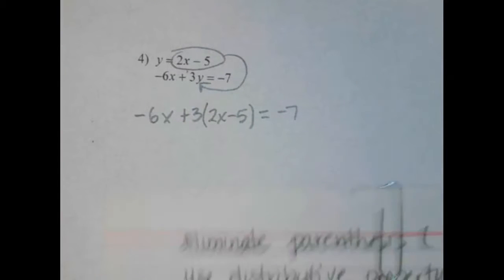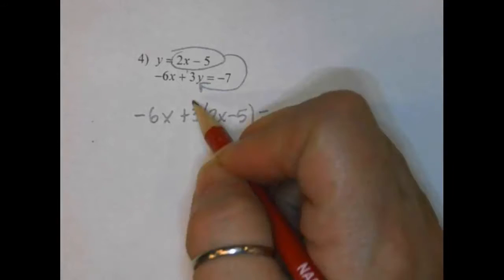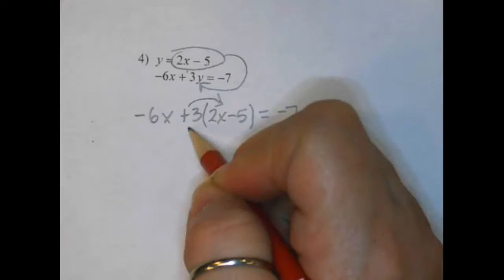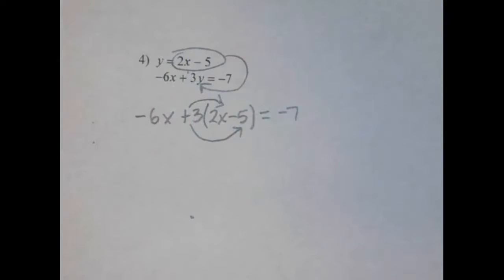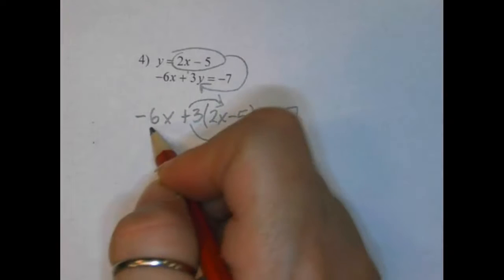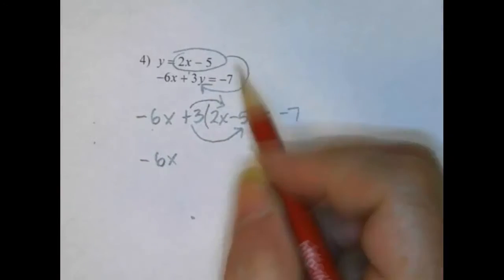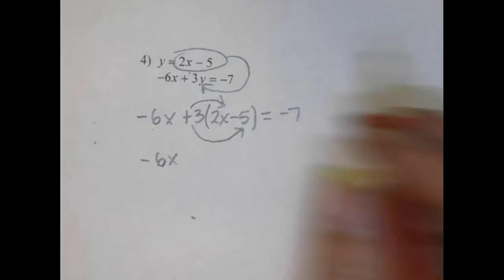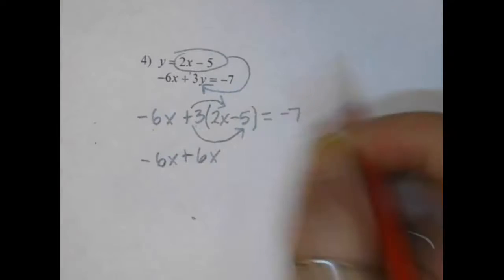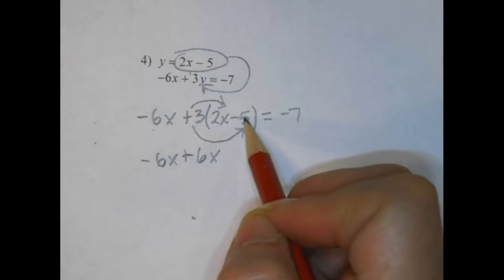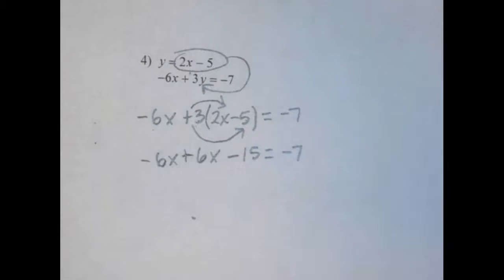So I'm looking at my list, and it says to eliminate parentheses, and I'm going to use my distributive property to do that. So I'm going to multiply 3 times 2x, and I'm going to multiply 3 times a negative 5. My negative 6x isn't part of that distribution, so I'm just going to bring it down. Minus 6x. What is 3 times 2x? Positive 6x, right? What is 3 times a negative 5? Negative 15. Minus 15. And then bring down my negative 7.